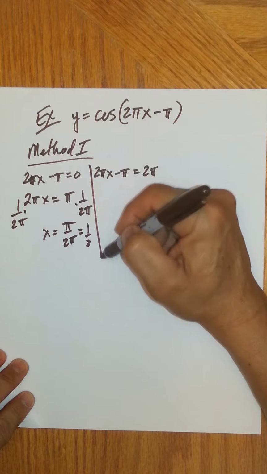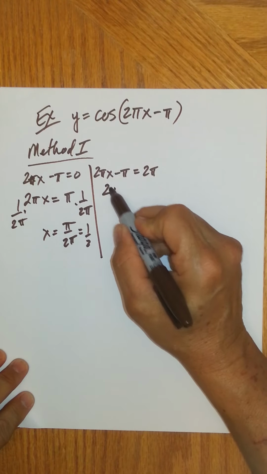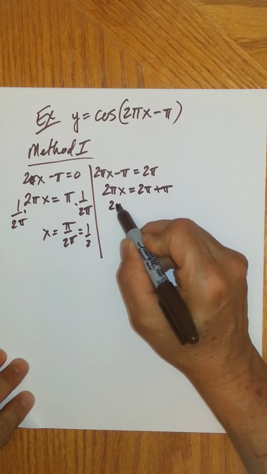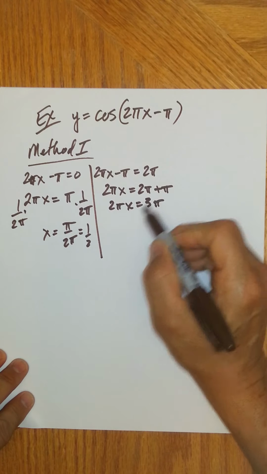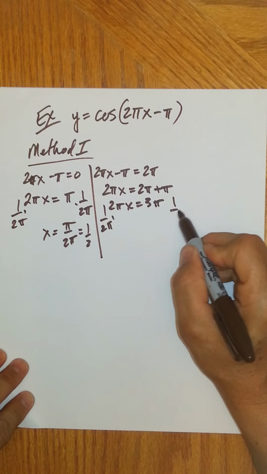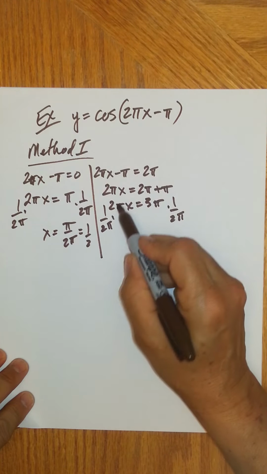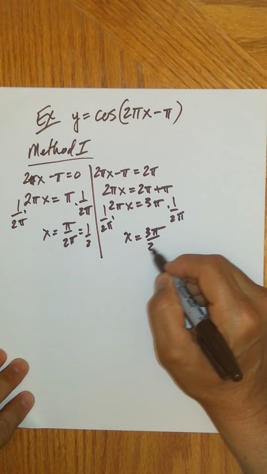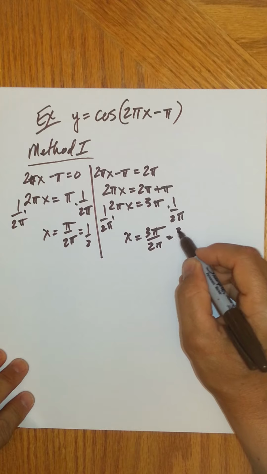Whereas over here, 2 pi x equals 2 pi plus pi. So 2 pi x equals 3 pi. And then here, multiply by 1 over 2 pi. So the 2 pi's cancel out. You're left with x equals 3 pi over 2 pi, which is 3/2.